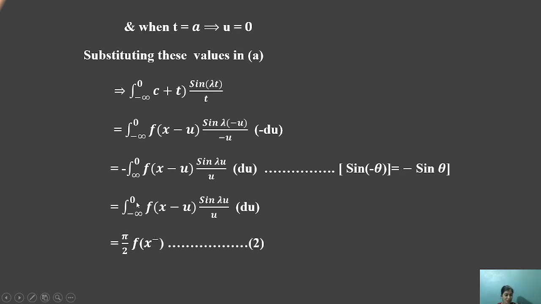Then it is generated as the integral from minus infinity to infinity of f(x−u) sin(λu)/u du. Both of these equations give π/2 f(x), with the minus sign, hence f(x−). This is your second equation. If it contains a plus sign, it is the form f(x+).